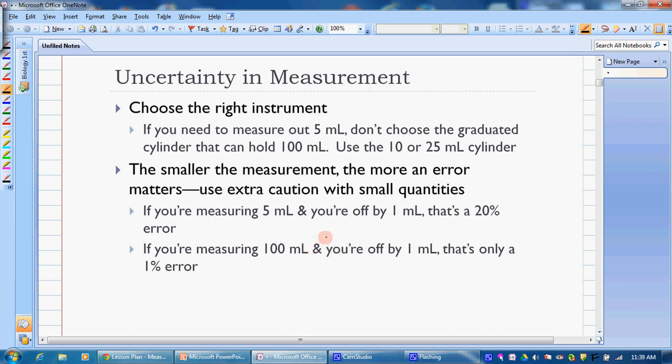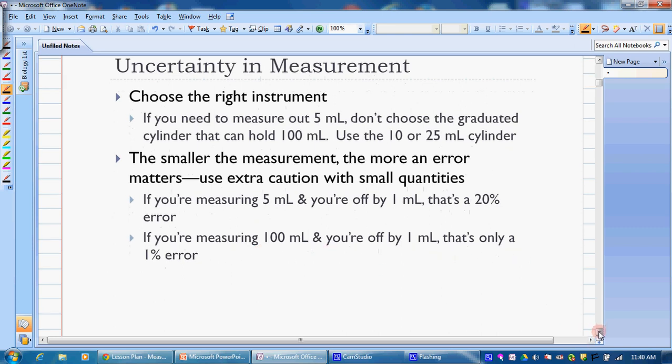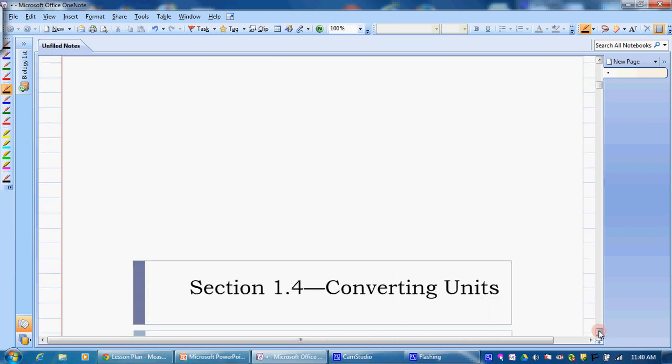Here, choosing the right instrument. If you need to measure out only 5 milliliters of something, you're not going to choose a 100 milliliter graduated cylinder. You're going to pick a smaller one, something like a 10 milliliter or a 25 milliliter graduated cylinder. We have both of those here, so I would pick the 10 milliliter graduated cylinder. The smaller the instrument, the more an error matters, so you have to be very careful. If you're only measuring 5 milliliters and you're off by a whole milliliter, that's 20%. If you're measuring 100 milliliters and off only by a milliliter, that's only 1%. So you have to be really careful when you're measuring small amounts that you're exact with that.